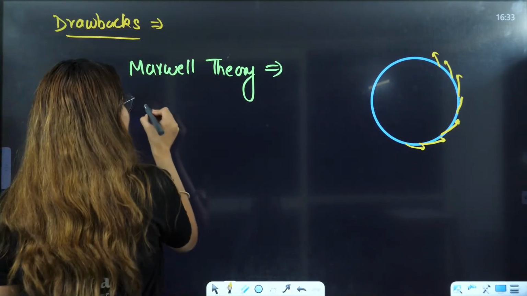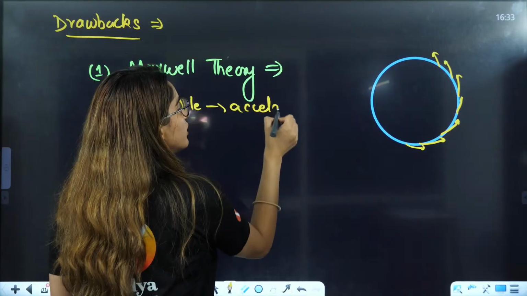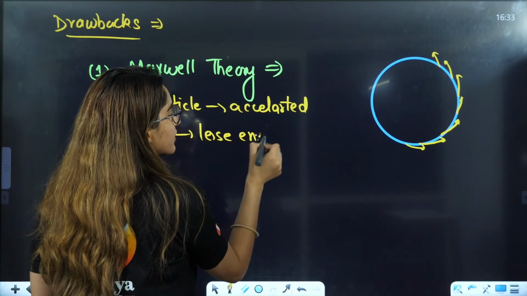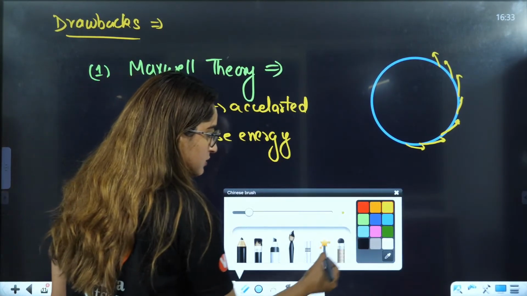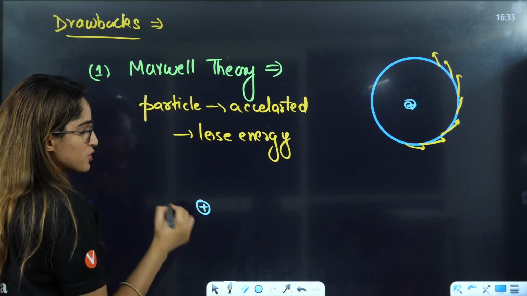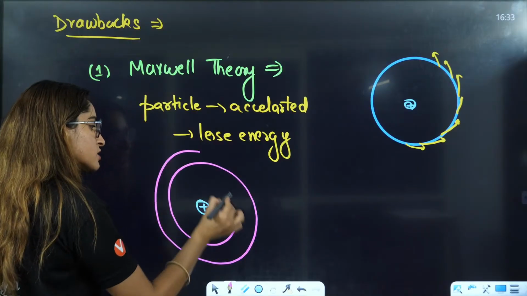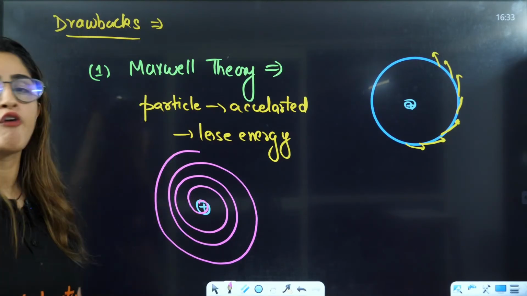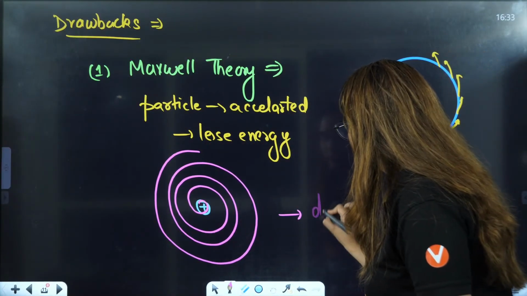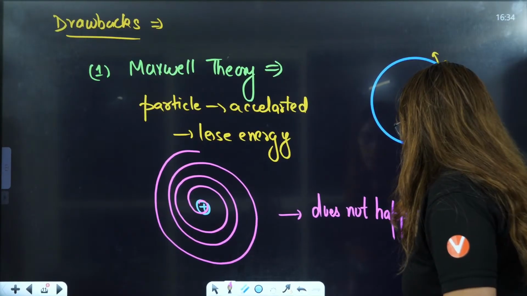That means every particle which is accelerated should radiate energy. That means it should lose energy, right? So what should have happened? This is the positive nucleus, right? This electron is radiating energy. It should automatically fall inside the nucleus. But this does not happen. That is the question mark.